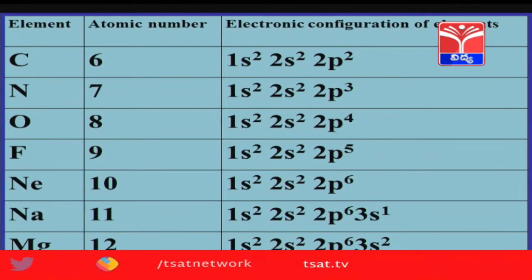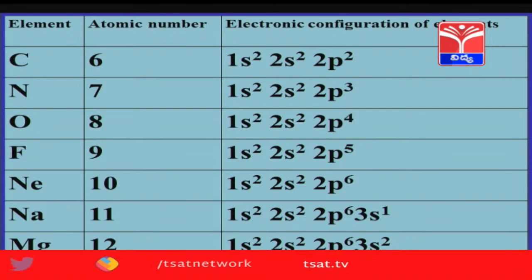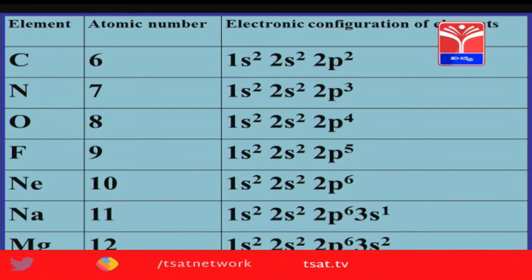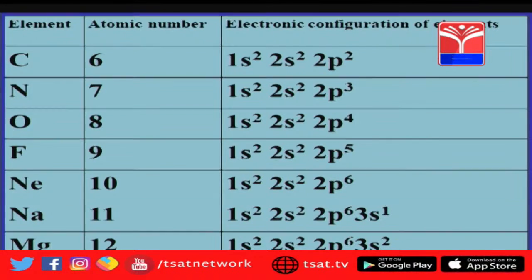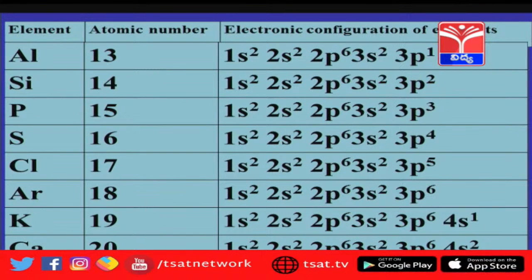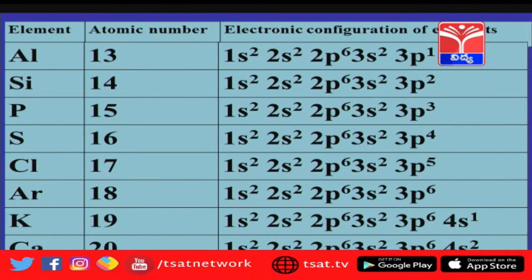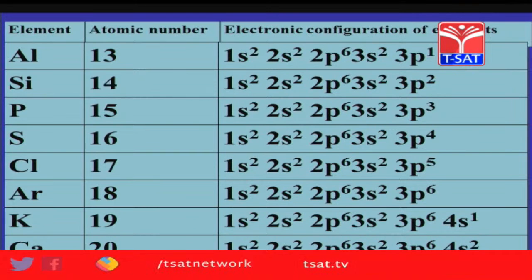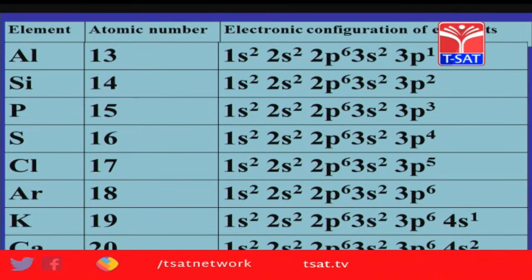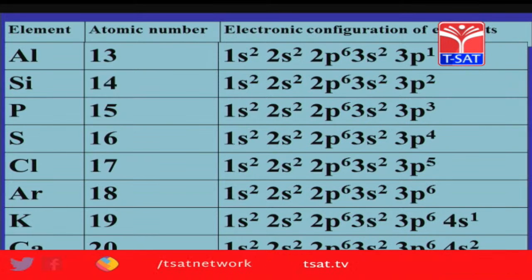You see here, from carbon to calcium it was given. Carbon atomic number 6, electron configuration 1s2, 2s2, 2p2, and for magnesium 1s2, 2s2, 2p6, 3s2. Aluminum atomic number 13, electron configuration 1s2, 2s2, 2p6, 3s2, 3p1. Potassium atomic number 19, 1s2, 2s2, 2p6, 3s2, 3p6, 4s1. Calcium 20, 1s2, 2s2, 2p6, 3s2, 3p6, 4s2.